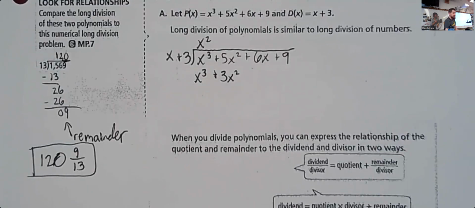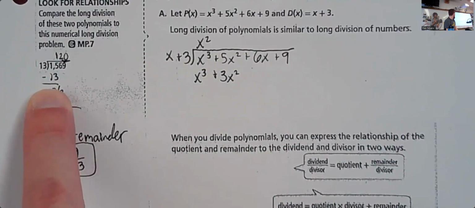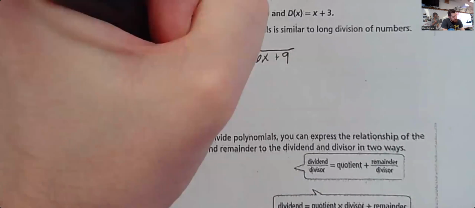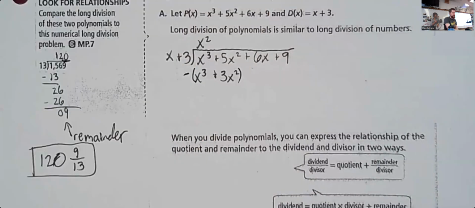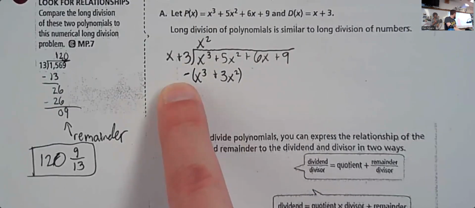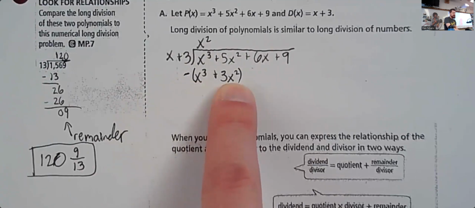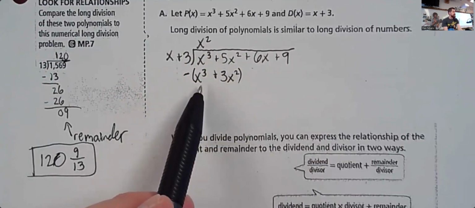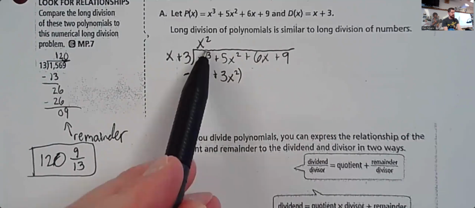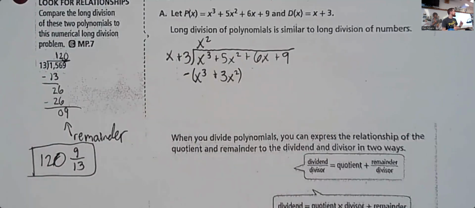Once we have that, we're going to do the same thing we did over here, and we're going to subtract. I generally put that in parentheses because that negative has to distribute to the x cubed and the 3x squared. So we're going to take x cubed and subtract x cubed. What happens if we subtract those? Yeah, they cancel out. This should always be the case.